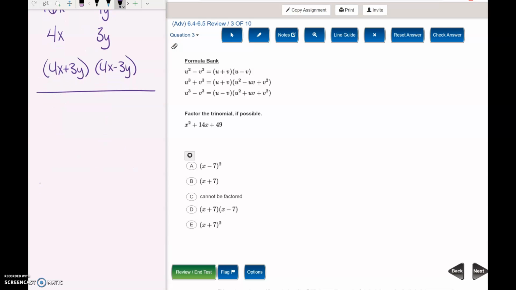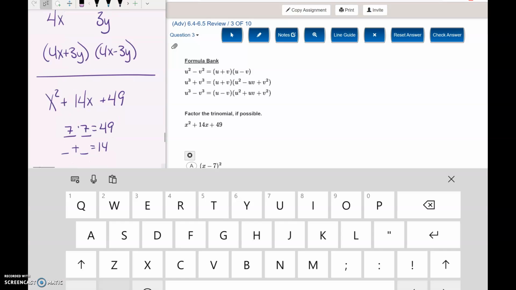Number 3, if you know how to recognize it, this is actually a perfect square trinomial. But you can just factor this the way we have before. The answer choices do give you a little bit of a clue about how to factor this. We're looking for two numbers that multiply to give us 49 and add up to 14. That would be 7 and 7. So x plus 7, which we rewrite as x plus 7 squared.